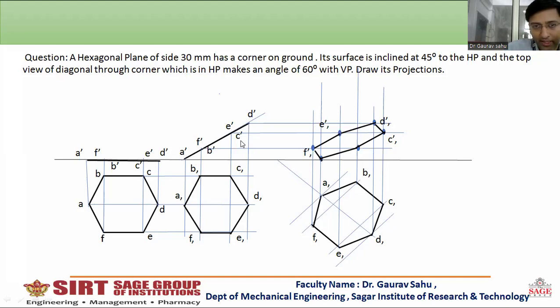Now the third diagram, as we know, is a copy of the second diagram. We have to restore the first angle. So the first angle is 45 degrees.